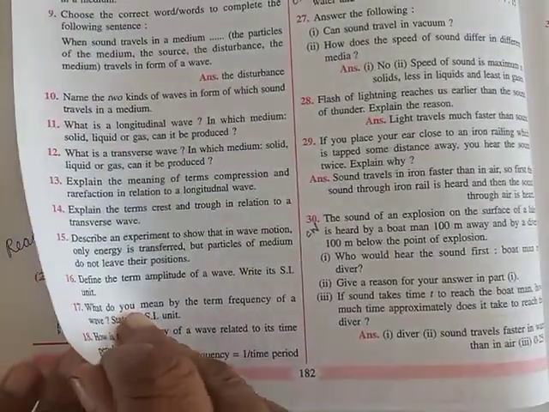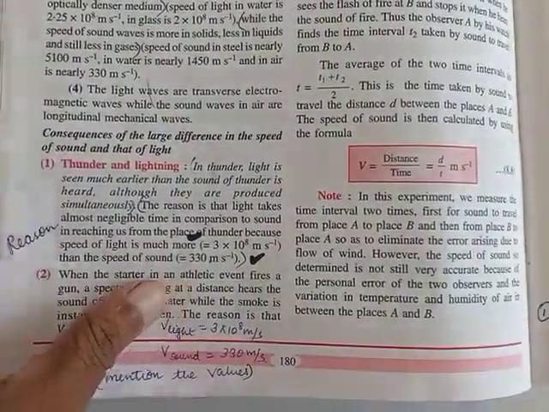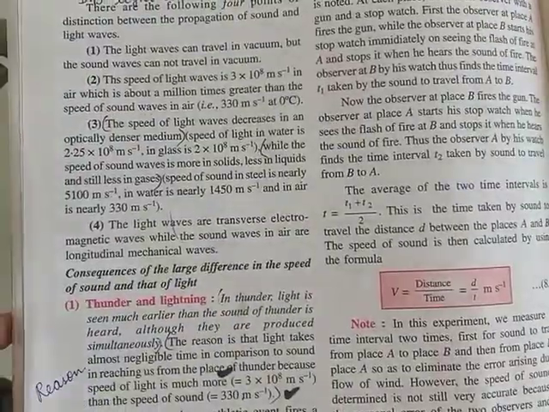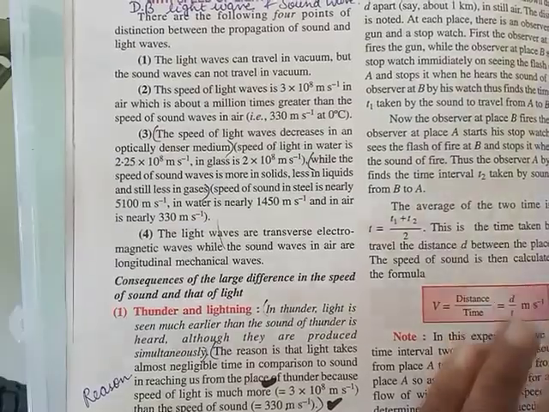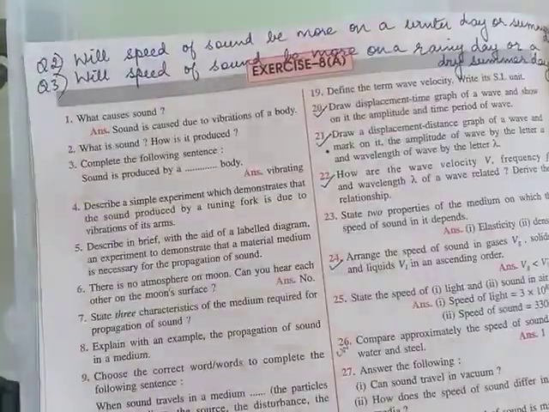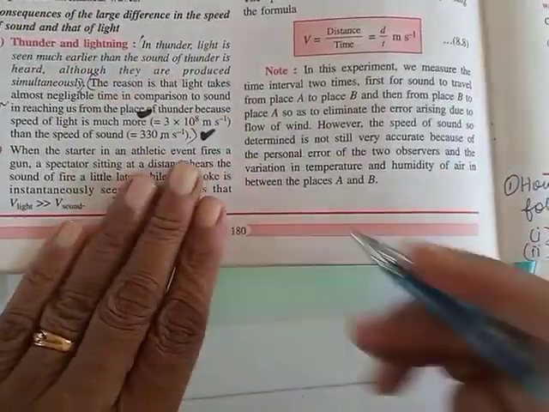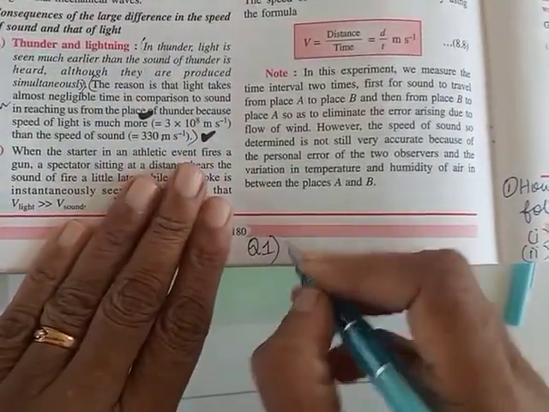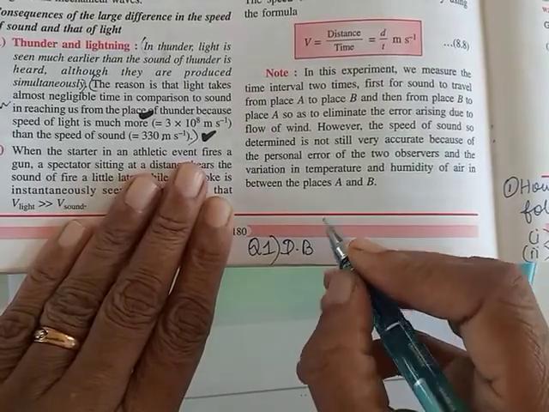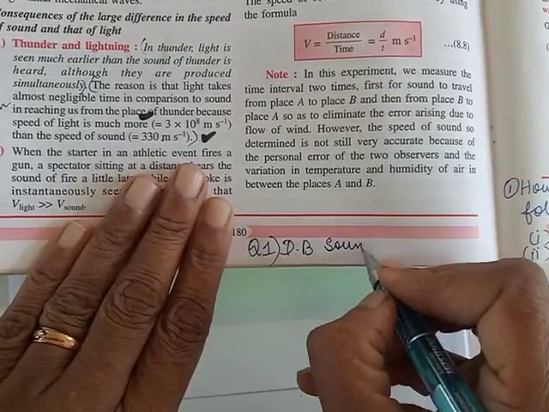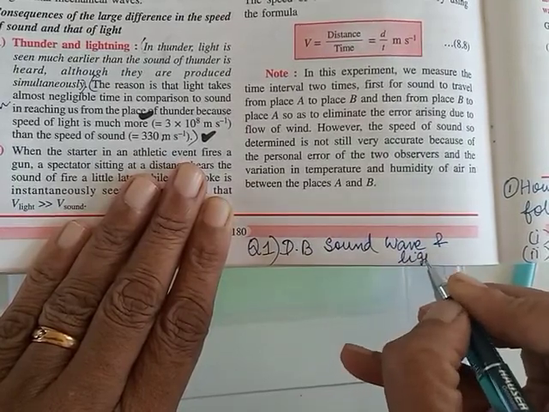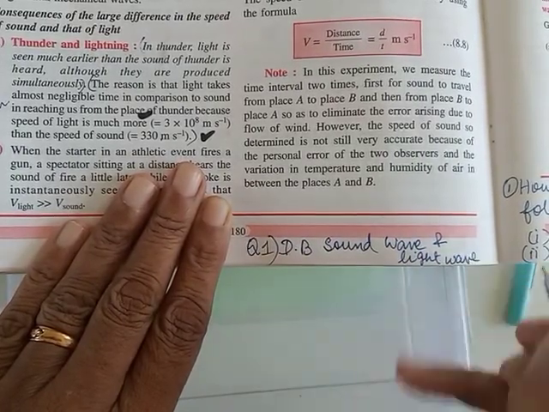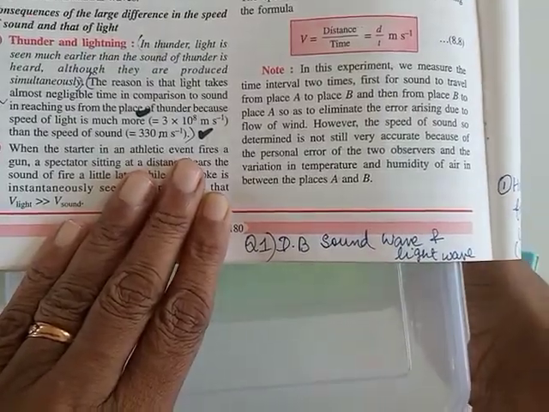Now, the homework will be: question 1 is difference between sound wave and light wave. Sound wave and light wave, 4 points. Is it clear, children? Difference between sound wave and light wave, 4 points.